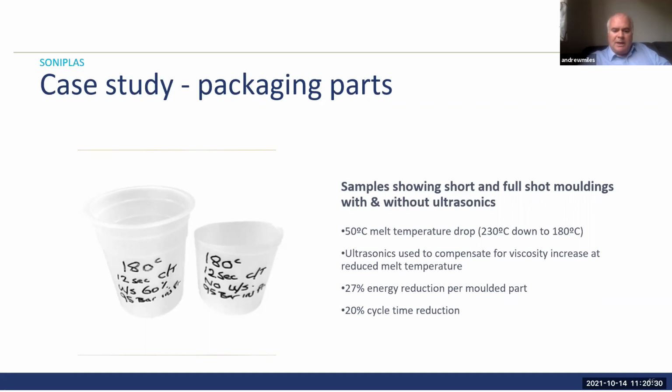It's a short shot. And then when we switch on the ultrasonic flow enhancement, it goes back to being a complete full shot. So that 50 degrees C of heat that we don't need to put in is compensated for with 50 times less electricity consumption to achieve the same effect of a full molding. We're getting a 27% energy reduction per molded part in this case, and a 20% productivity improvement.